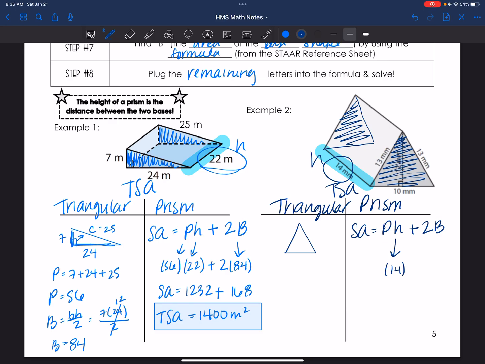Then pulling out the dimensions of my base shape is 13, 13, and 10. So this is an equilateral triangle. No, this is an isosceles triangle. But the height of the triangle is important. It's that 12. So first things first, finding the perimeter. I'm just going to add 13 plus 13 is 26, plus 10. Easy peasy.